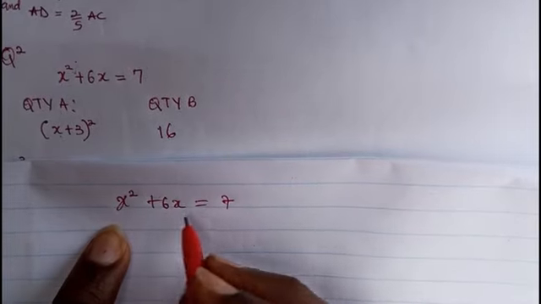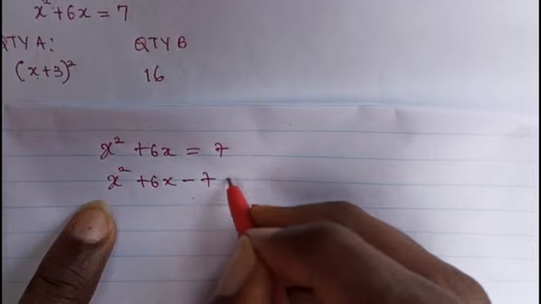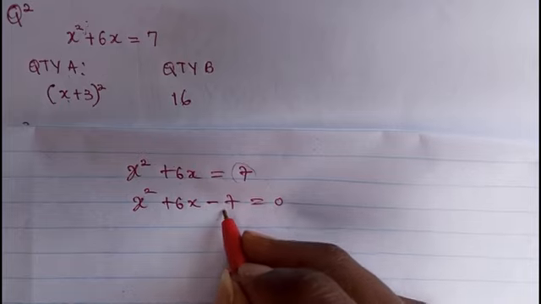So let's quickly solve this quadratic equation. So we have x squared plus 6x minus 7 equal to 0. When you take 7 into the left hand side, you have a negative 7.